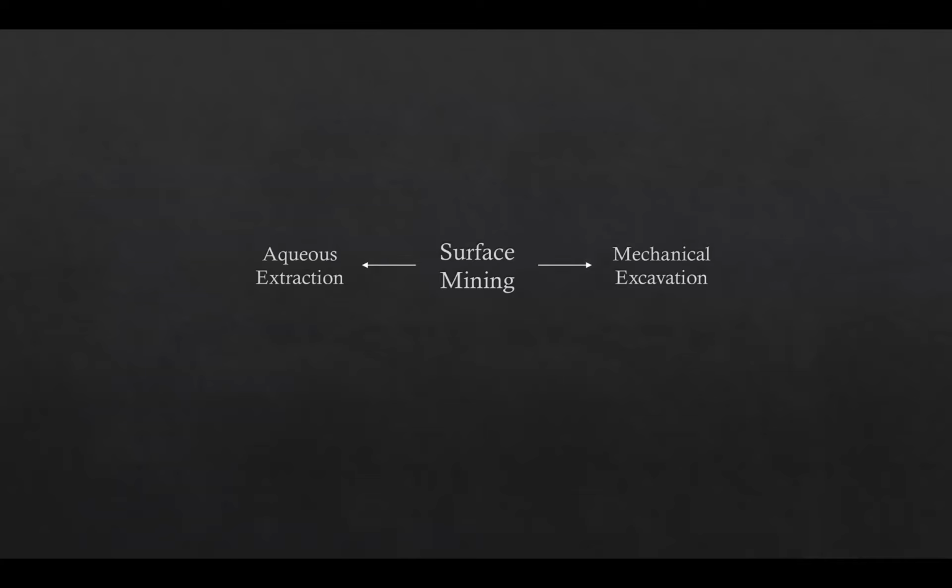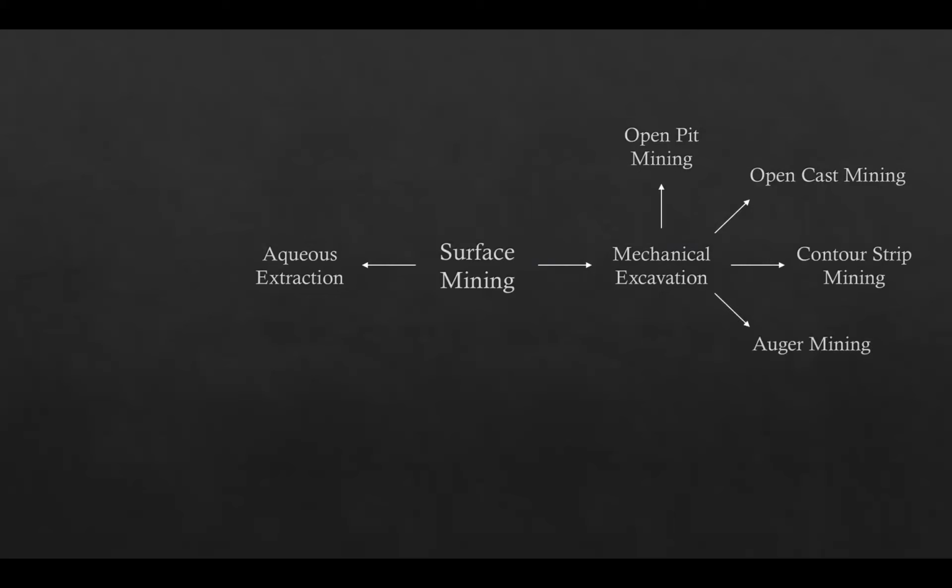Mechanical excavation, that means extracting the mineral or the rock by using some machine, includes different methods. For example, open pit mining, open cast mining, contour strip mining, auger mining, and quarrying.